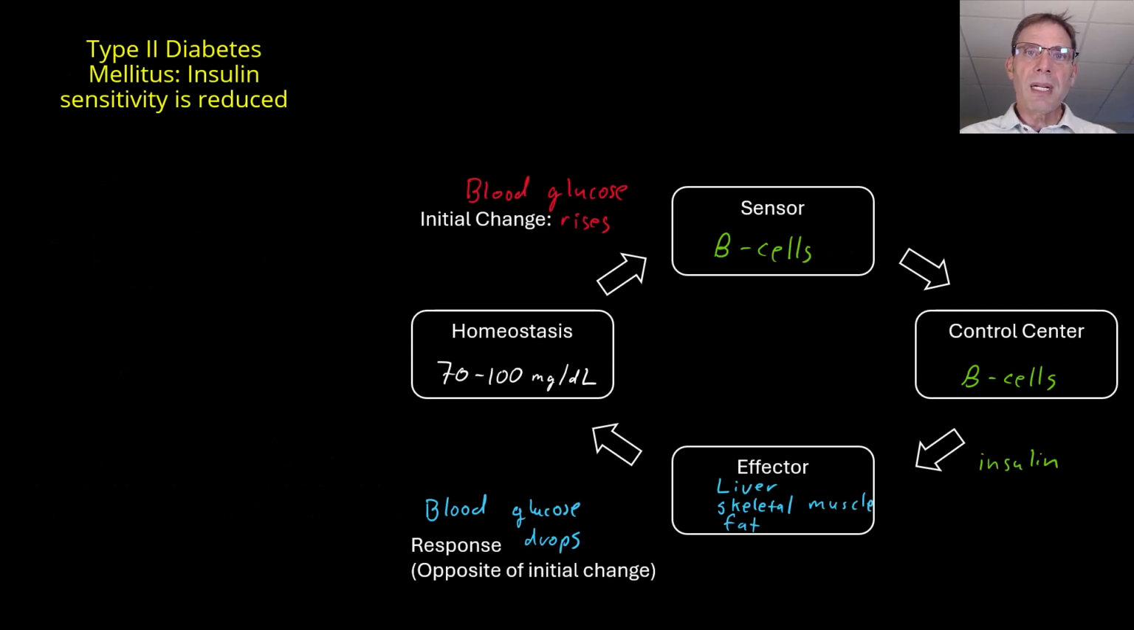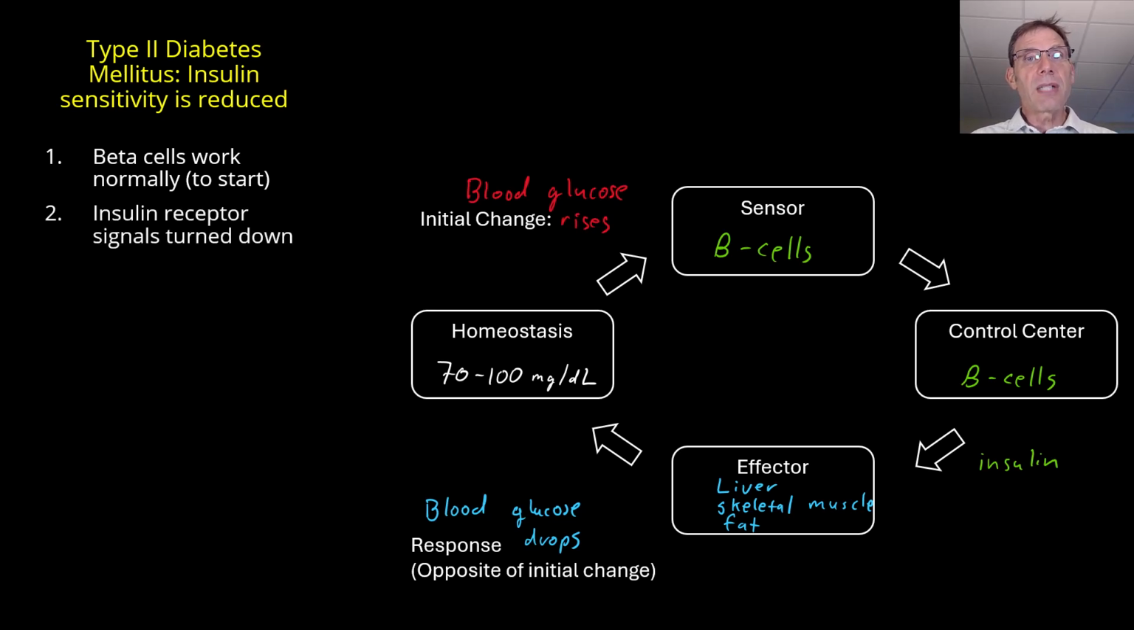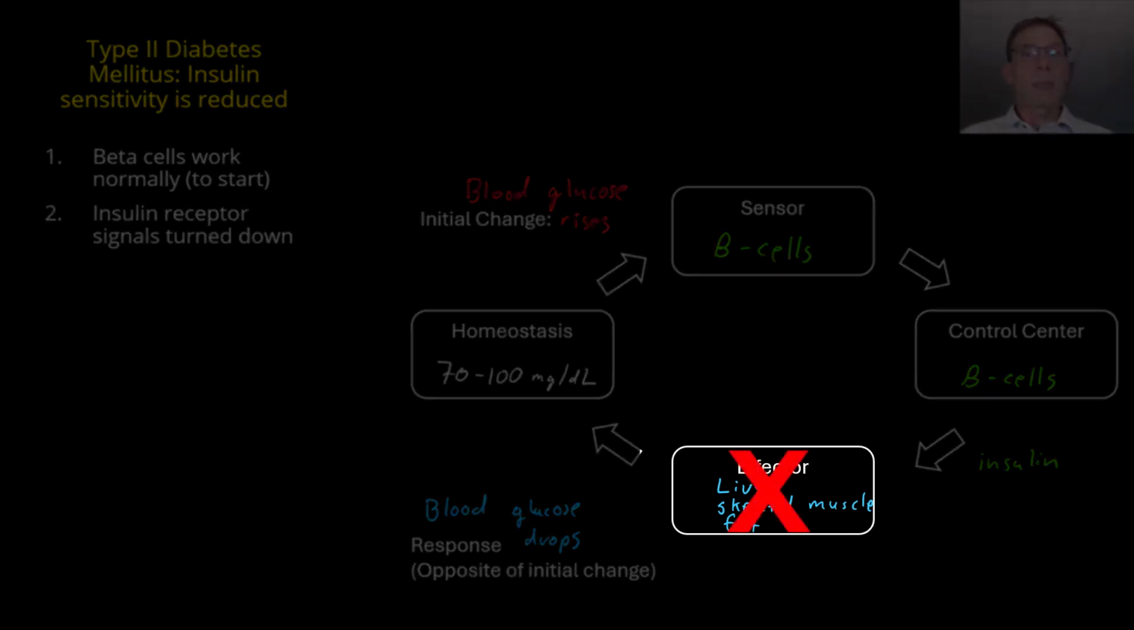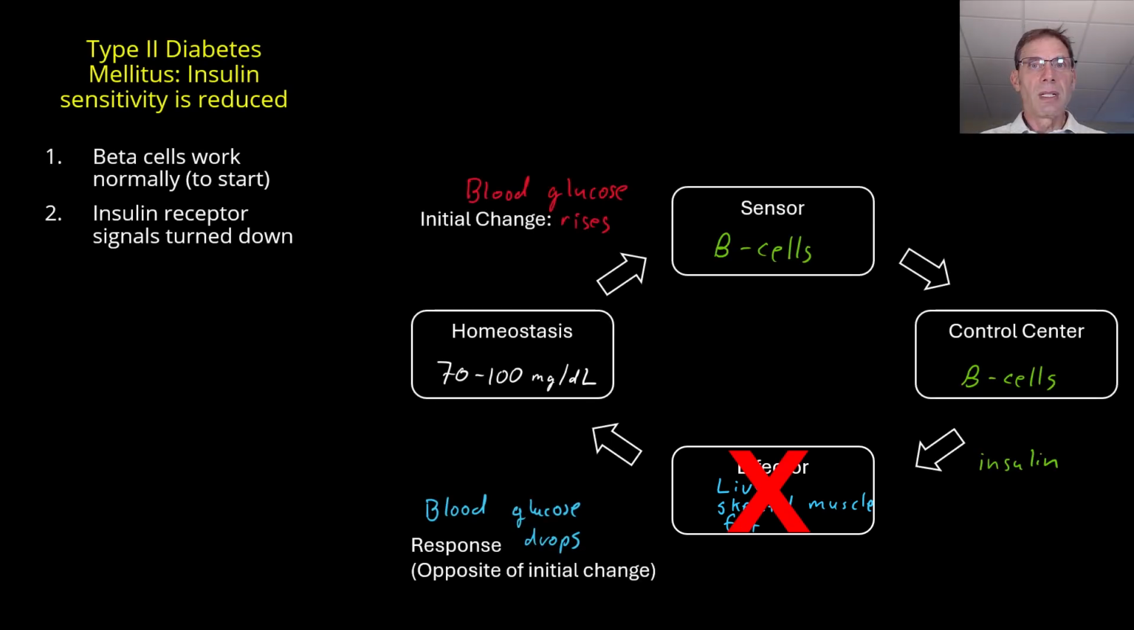Type 2 diabetes mellitus is different in that the beta cells are there and work as they should, at least to start. After blood glucose rises, the beta cells respond by releasing insulin, which travels through the bloodstream to the target tissue. The problem is that the target tissue doesn't respond as you would expect. The signals from the insulin receptor are turned down. This is because there are either fewer insulin receptors present, or the enzymes that should be turned on by the insulin receptor don't behave as you would expect.